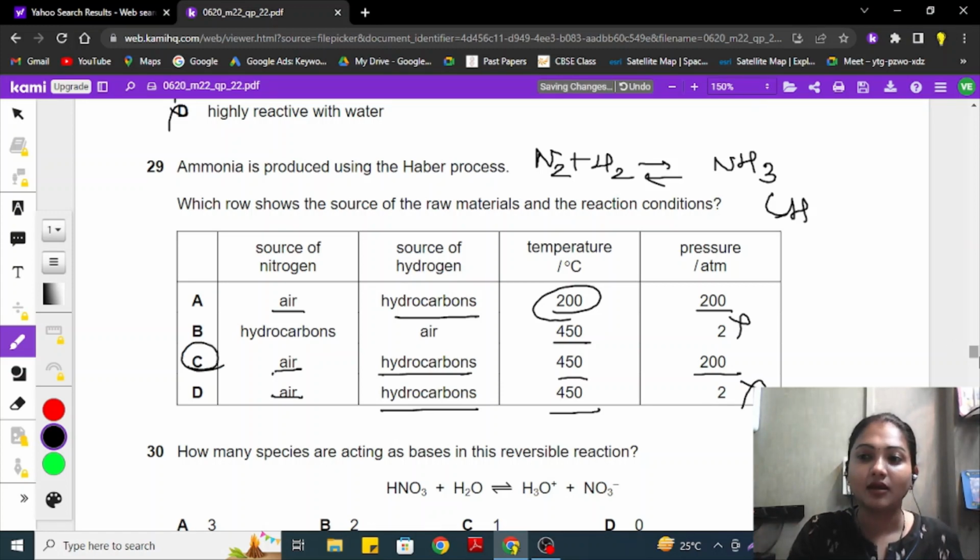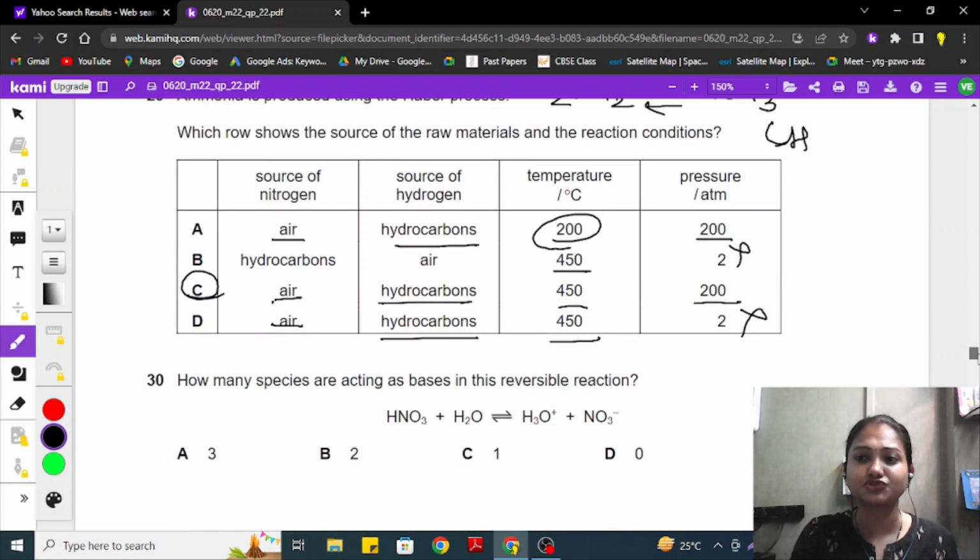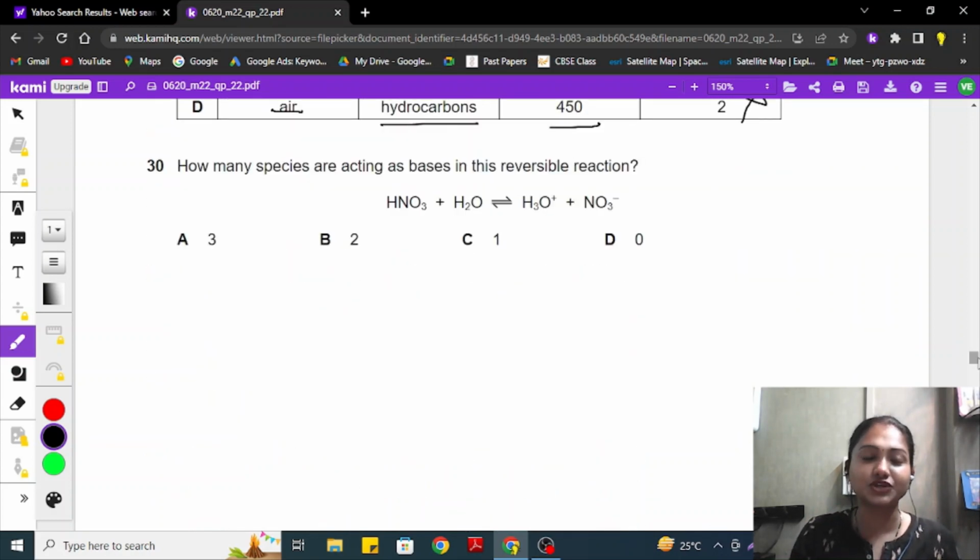So question 29: for the Haber process to manufacture ammonia, the source of nitrogen comes from air. The source of hydrogen comes from hydrocarbon. The temperature is 450 and the atmospheric pressure is 200. Now the 30th question; only the last few questions are left.